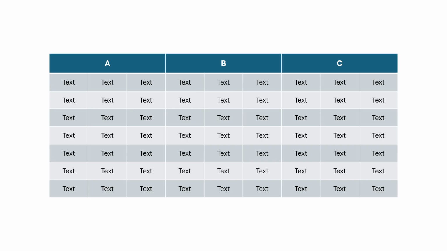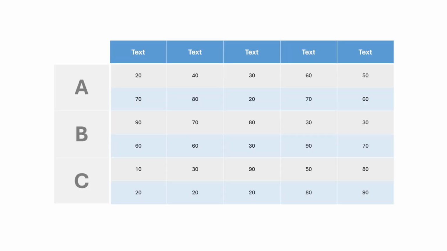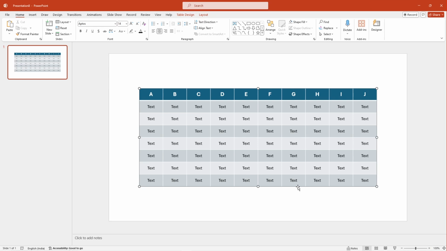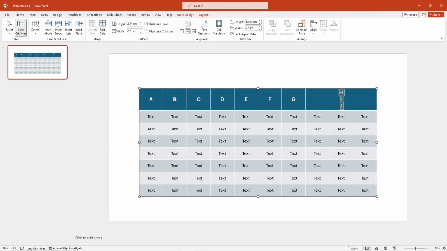Sometimes you may need to add something to your table that requires more than just one cell. In such cases, you can merge cells. To do this, select two or more cells and click on Merge Cells. You can split them by clicking on Split Cells.